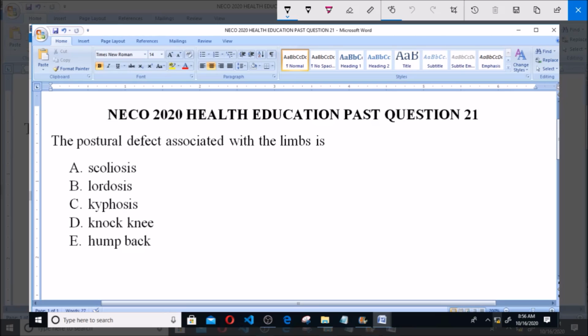I'll be answering NECO 2020 Health Education Past Question 21. The postural defects associated with the limb is A. Scoliosis, B. Lordosis, C. Kyphosis, D. Knock-knee, and E. Humpback. Now, what are postural defects?